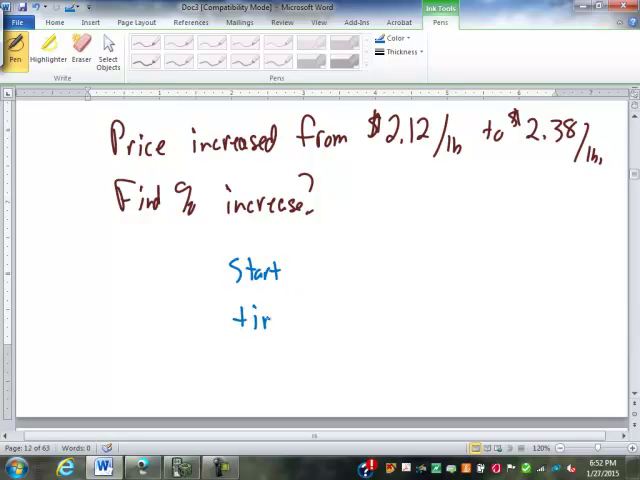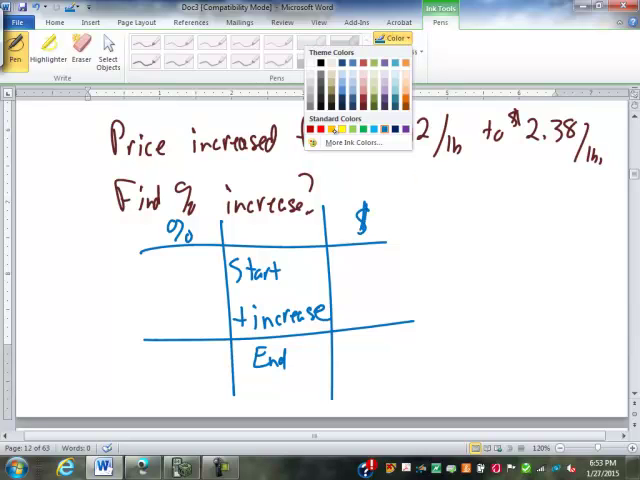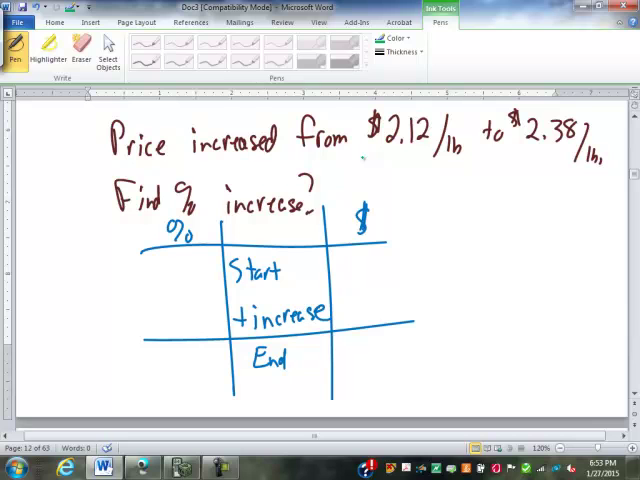To it, we're going to add an increase. Then we're going to get the ending amount. And I'm going to use that little table. Writing it out in words often helps. It doesn't matter what words you use. You could have before plus increase equals after, or whatever words make sense to you. They don't have to be the same as mine. But each of these items is going to be described by a percent and again by a dollar amount in this problem. So let's fill in.